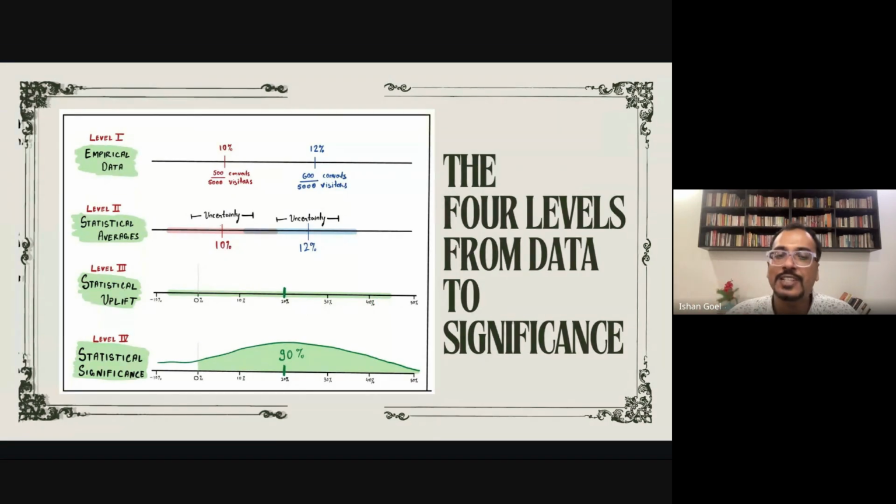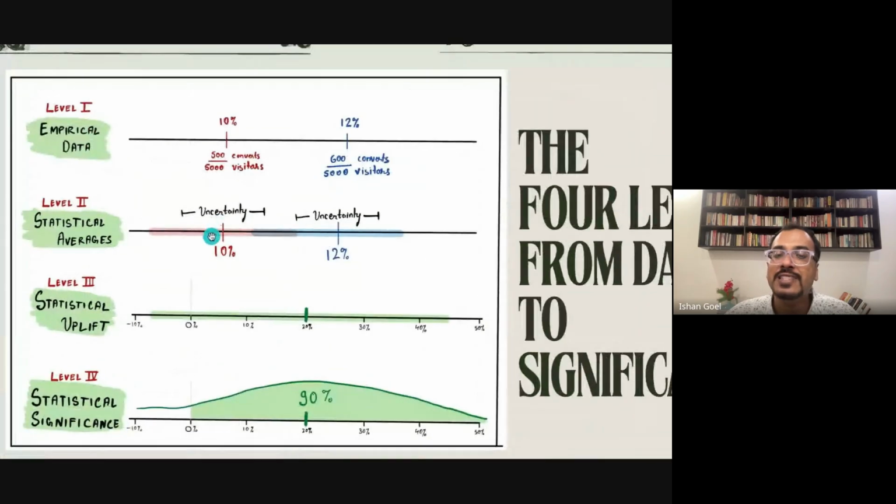This also coincides with the fact that the uncertainty in conversion rate of control and conversion rate of variation, whenever it stops overlapping, you get a winner. So this is how these four levels of statistics are very beautifully aligned.